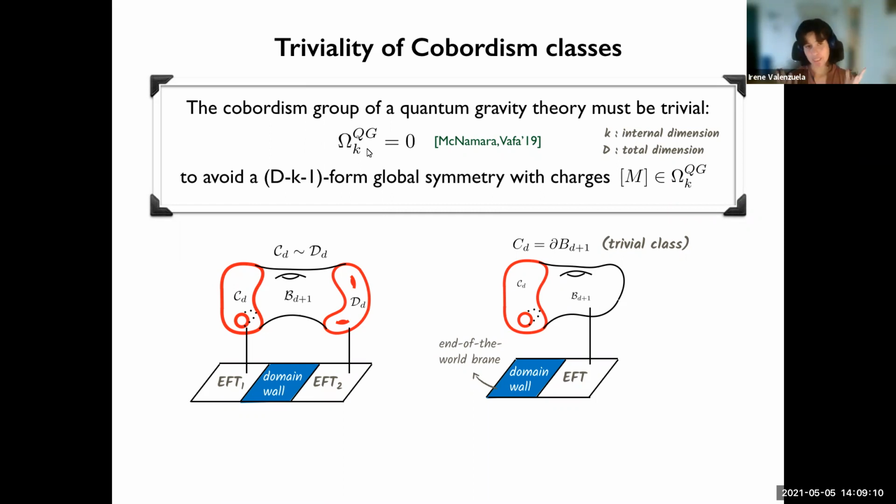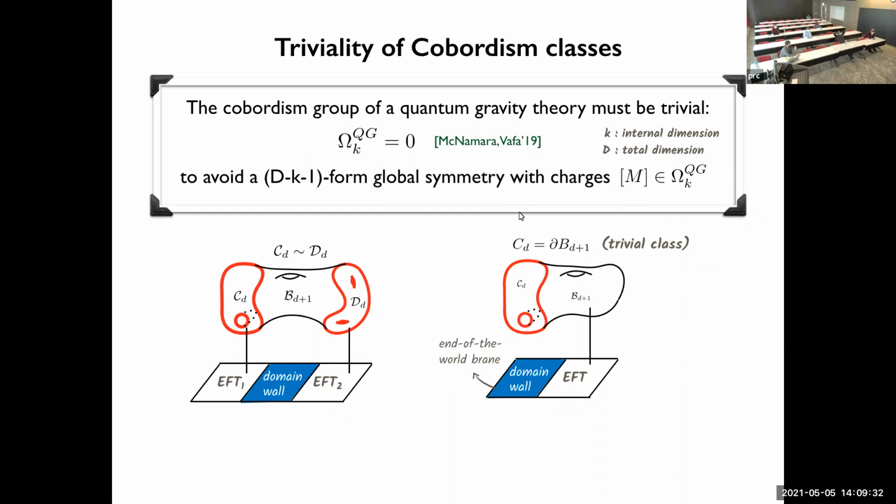So there are some cases in which these global charges correspond to usual symmetries in the theory. Like, for example, all these P-form global symmetries in which the current is the gauge field strength and so on can be understood also as cobordism classes. But it also allows us to have more general symmetries than the ones generated by gauge fields and so on.